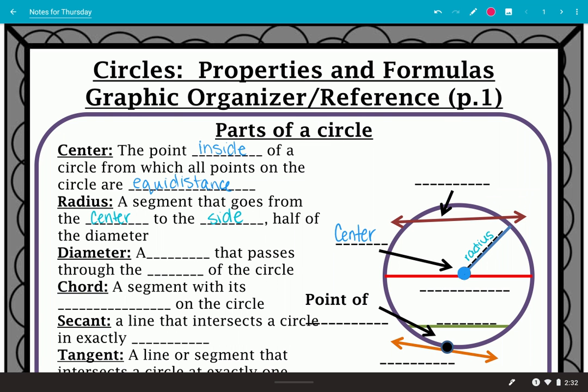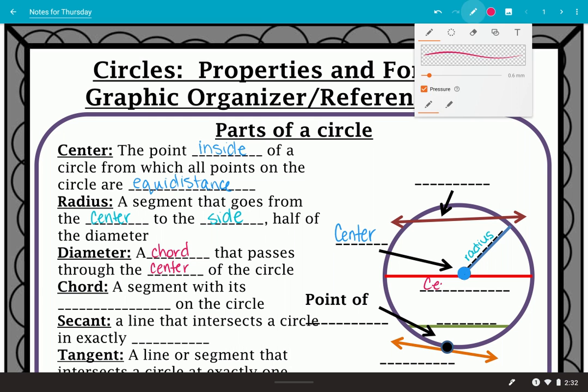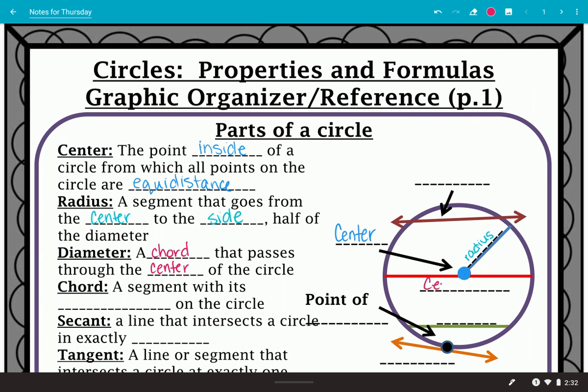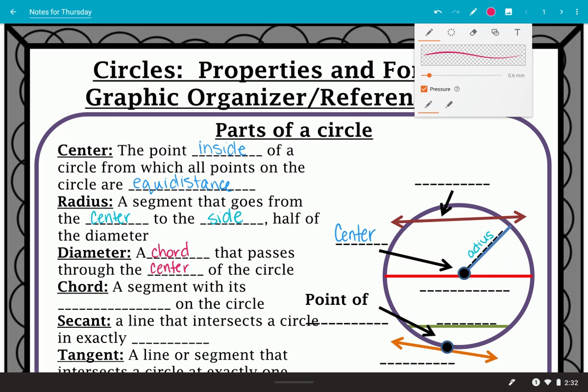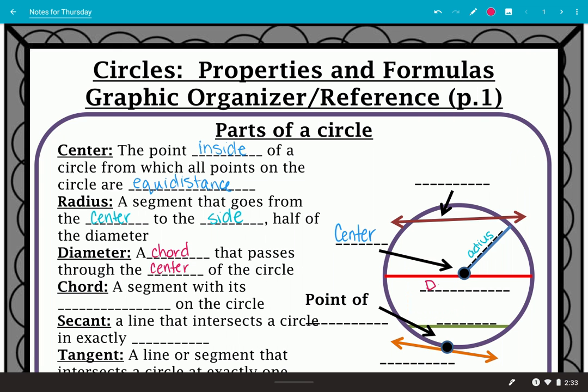The diameter is a chord, and we'll talk about chord in just a minute, that passes through the center of the circle. So think of it as two radiuses together. So here is the center. So let me erase that for a second. So this is where the diameter is.